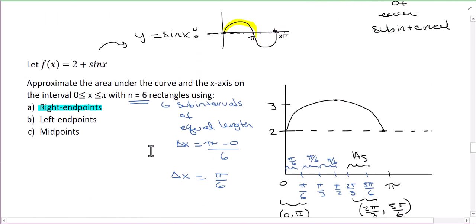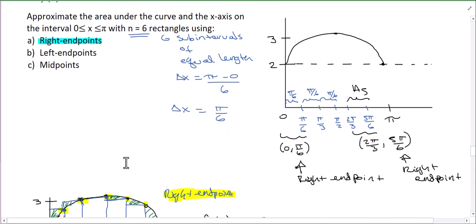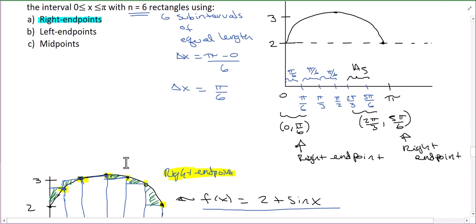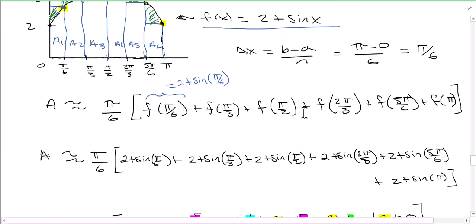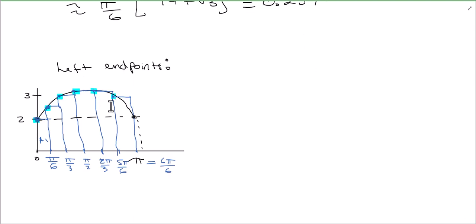So now let's take a look at using left endpoints. How does our area change using the left endpoints? So let's make a picture of that and then find the approximation. So here we have now the graph with the left endpoints.